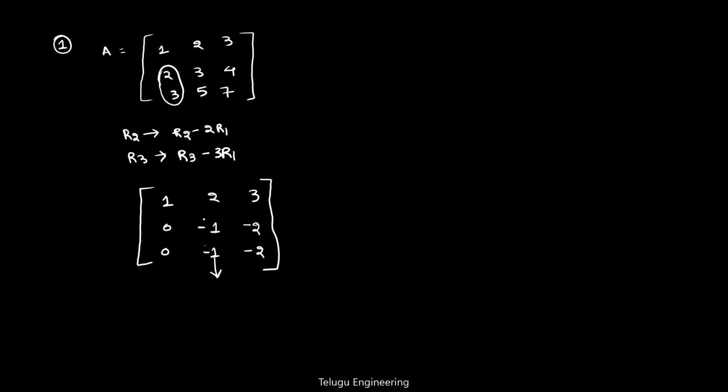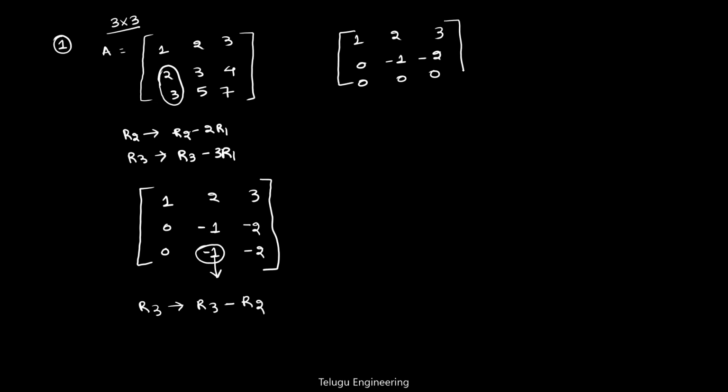Okay, so next reduce this element to 0. This method is for a 3 into 3 matrix. Next reduce these elements to 0. For that, we can just add these two things. R3 tends to R3 minus R2, and this will result in minus 2, 0 0 0.